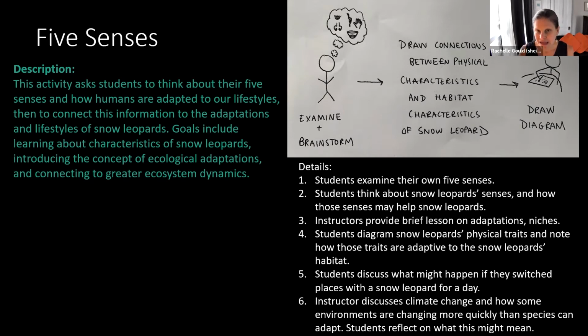Students would then diagram. So this is sort of a more interactive piece you can give students. And there's an example in the write-up here of an outline of a snow leopard, where students could diagram the different aspects of the snow leopard, the physical traits and senses, and how those traits are adaptive to the snow leopard's habitat and lifestyle.